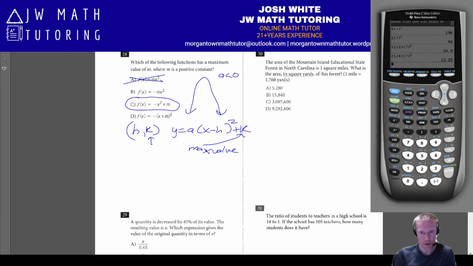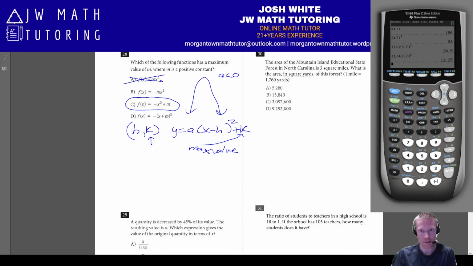And the reason is because it's the one that has a number added at the end here on its own, which matches the vertex form. Okay, now if you didn't understand that, if you didn't follow it, that's fine. There are alternate ways to solve this.